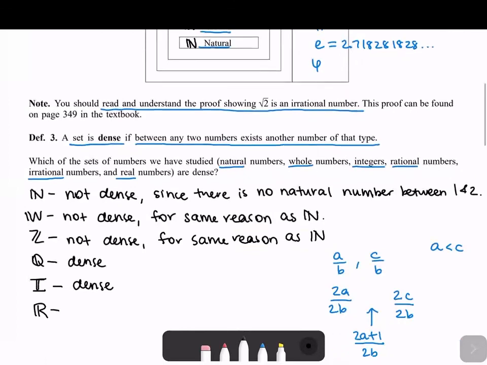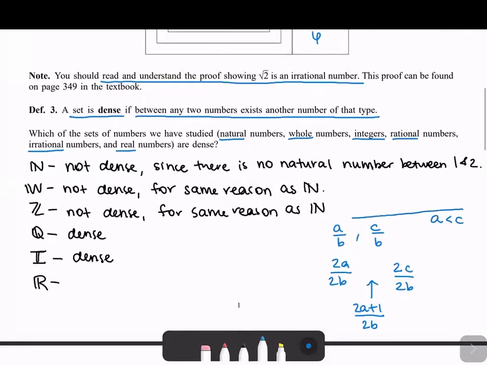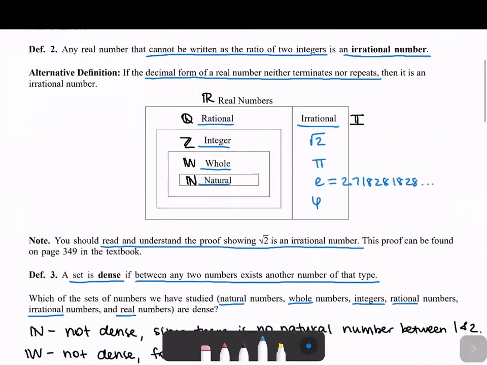So I'm going to write it up here because I don't have a lot of space. I'm going to box this in. And this is showing, well, I'm going to write a less than c. Okay, so what does this show us? This showed us that Q is dense. And then I'm going to go up here to show that I is dense.